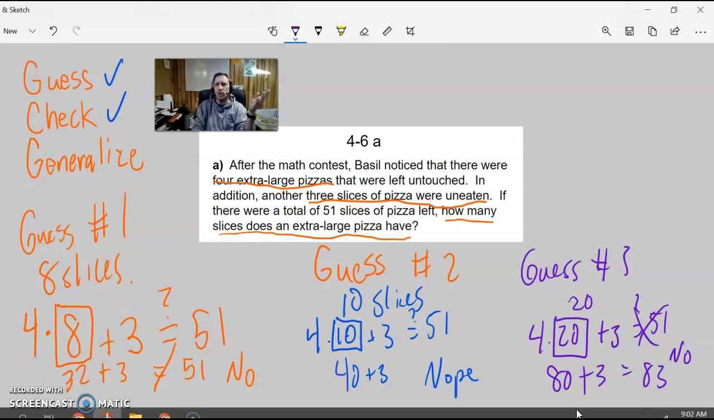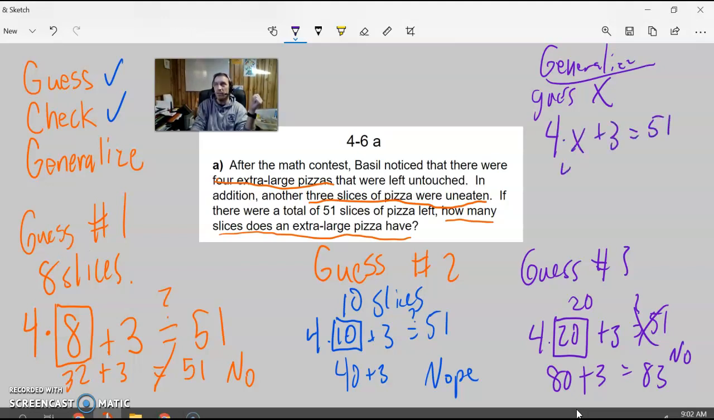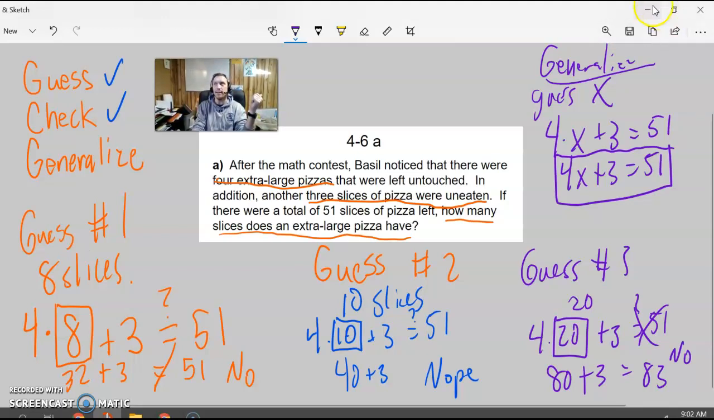What if I don't know how many slices it has, right? That's our whole problem. So my generalization could be X, right? Let's guess X number of slices. Well, we're going to do the same thing. 4 times X plus 3 equals 51. And we have this problem then, 4X plus 3 equals 51. And you know what we just did? We just created an equation to find the number of slices. So go ahead and solve that and see if you can find it.